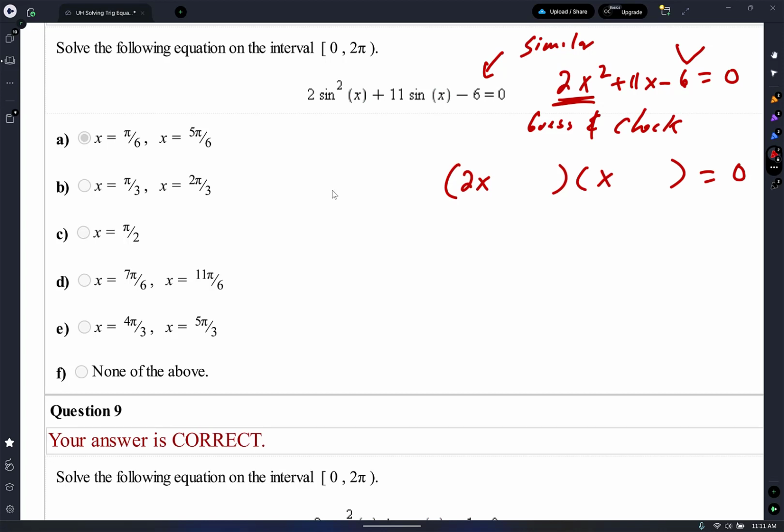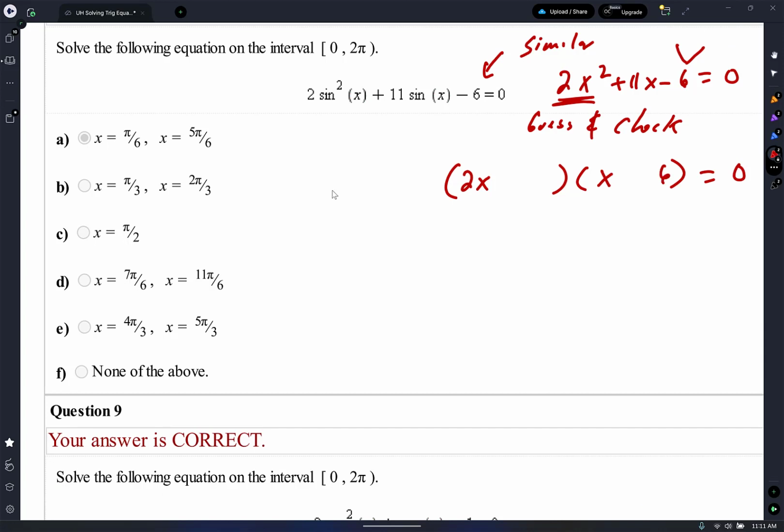I see a 2 there, so I'm going to put a 3 over here and a 2 over here, and let's see if that works. 2 times 3 is 6. 2 times x is 2. And the difference between 6 and 2 is not 11, so it's not going to work. So I erase it. So then what else do I try?